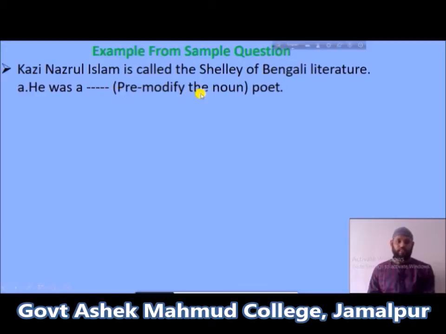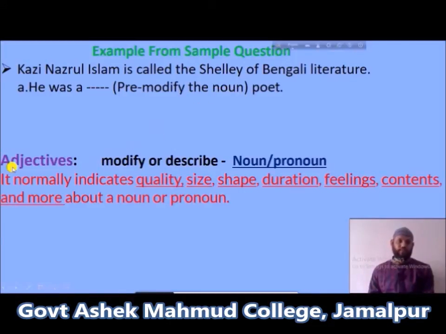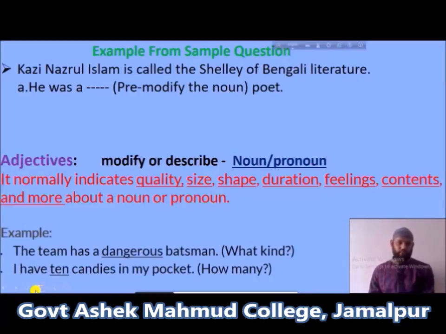You see here inside the bracket a direction is given for you: pre-modify the noun. Now I think that we have already learned what pre-modify is, and we have also learned what is used to modify a noun. To modify a noun we must use an adjective, because an adjective modifies or describes a noun or a pronoun. So let's see some more examples.